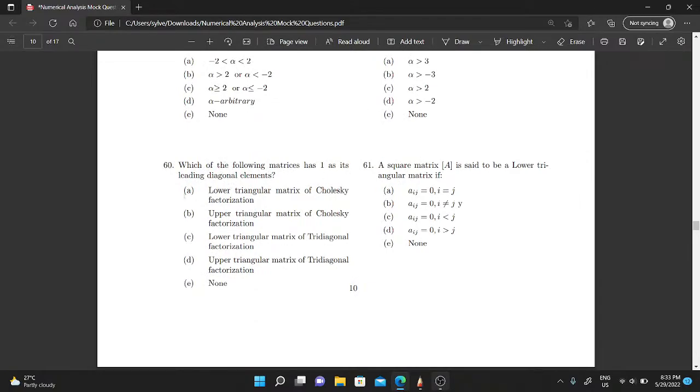Which of the following matrices has 1 as its leading diagonal element? This is the lower triangular matrix of the tri-diagonal factorization. Like I was saying, when you are doing tri-diagonal factorization, either you are doing LU or they will ask you to do Gaussian. Since they are talking about the leading diagonal elements, whenever you are doing it using LU, your lower triangular matrix always has 1, 1, 1 on the principal diagonal. For Cholesky, it's H times H transpose, so your principal diagonal has certain values, and you can't say that the lower triangular matrix of the Cholesky factorization has 1s. So our answer becomes C.